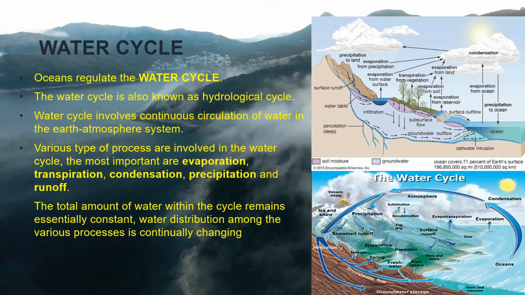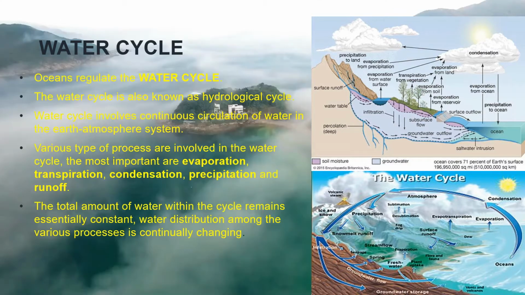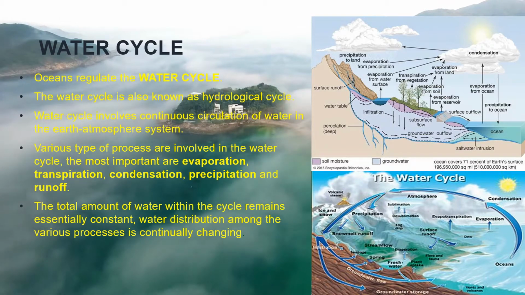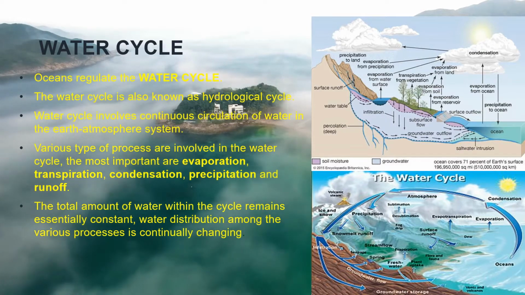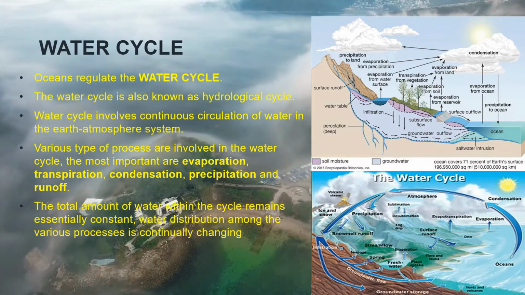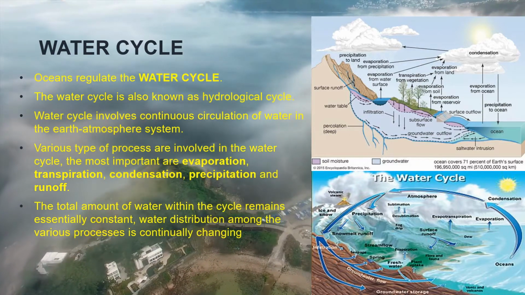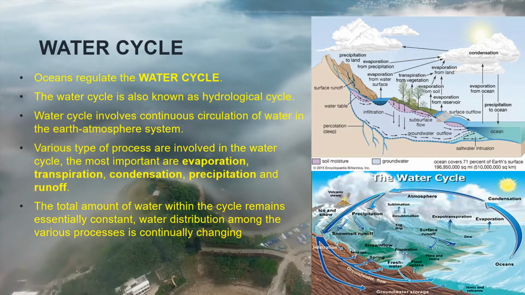Evaporation. It is the process in the cycle. By evaporation, water in the liquid state is transferred to the gaseous or vapor state. The main factors affecting evaporation are temperature, humidity, wind and solar radiation.